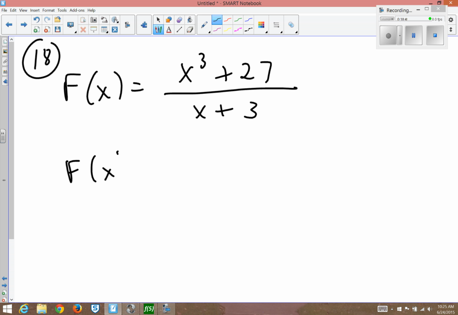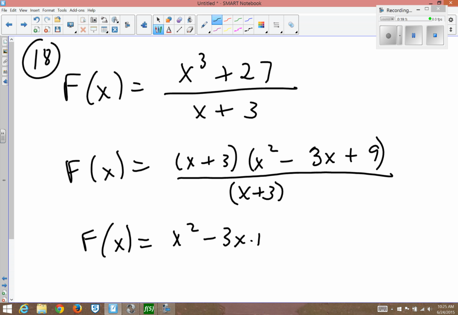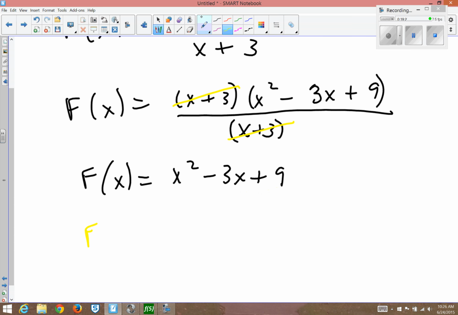If you know that x cubed plus 27 is the same as x plus 3 times x squared minus 3x plus 9, then you'll know that this original fraction is the same as x squared minus 3x plus 9 because of canceling. And now the derivative is easy to find without using the quotient rule.